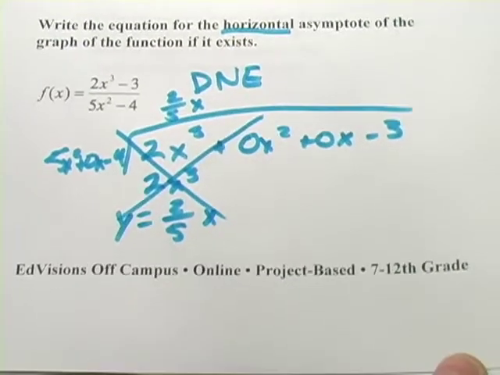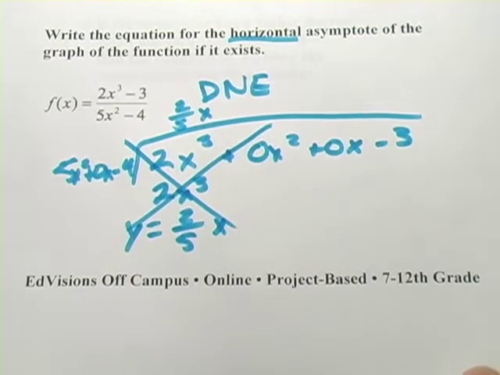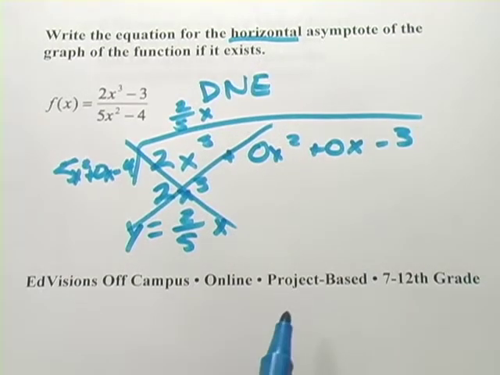So that's some problems with finding horizontal asymptotes to rational functions.